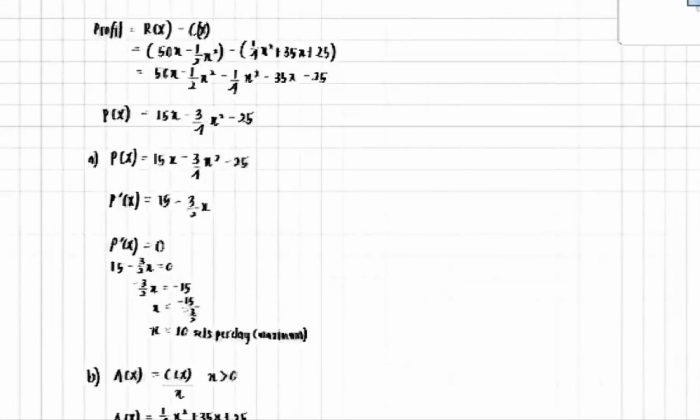And then we got P(x) equals 50x minus 3 over 4 x squared minus 25. So we set P prime x equal to 0. So 50 minus 3 over 2x equal to 0, so 3 over 2x equals 50, and then we get x equal to 10 sets per day. This is the maximum.